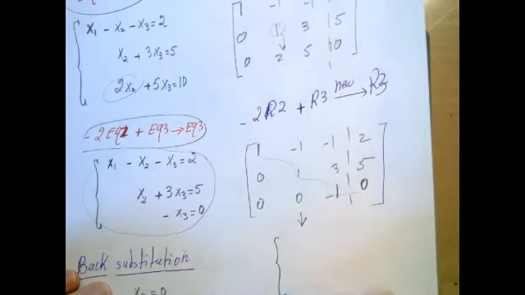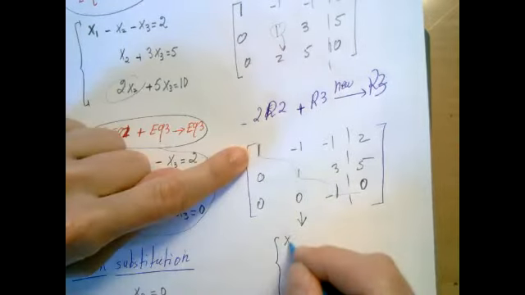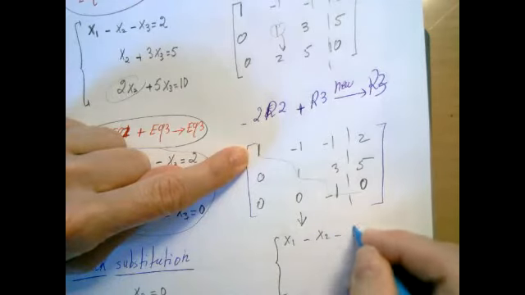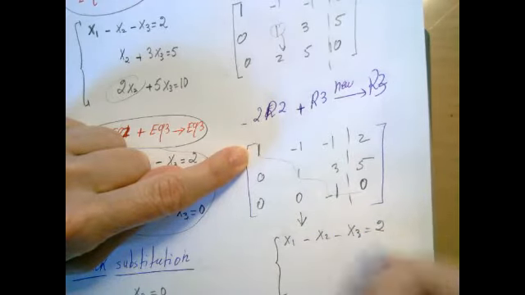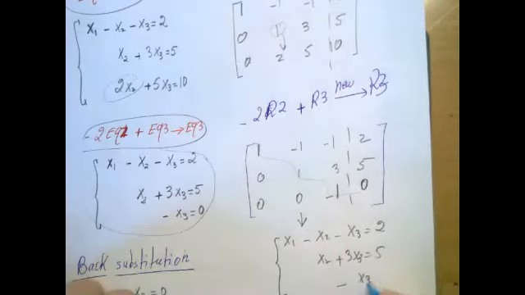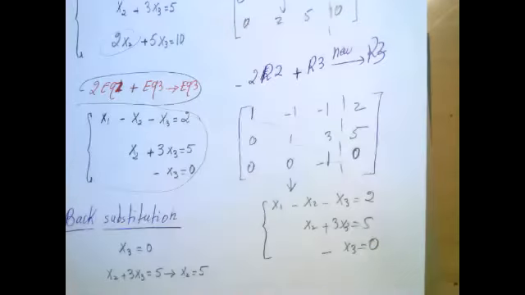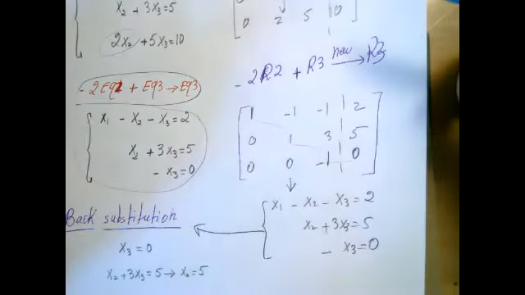So if I write the system here, let's see what the system is. 2x2 plus 3x3 equal to 5, minus x3 equal to 0. At this stage, I can basically back up here and do back substitution. Okay, so we're going to do this.